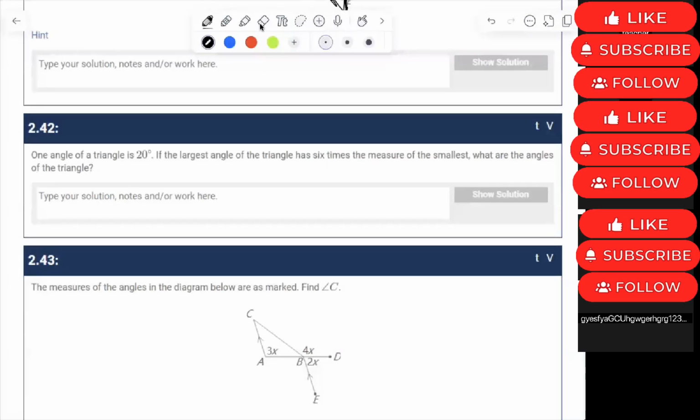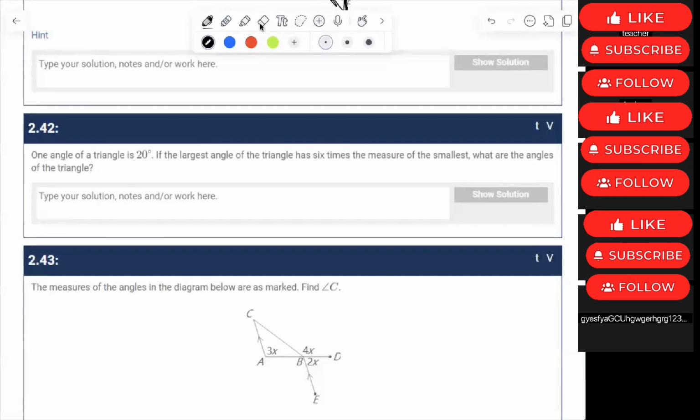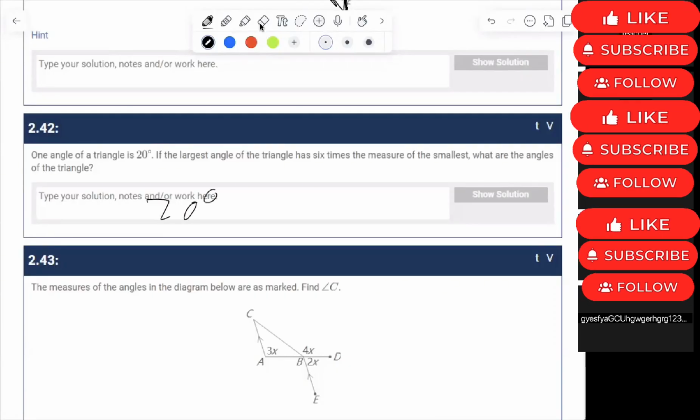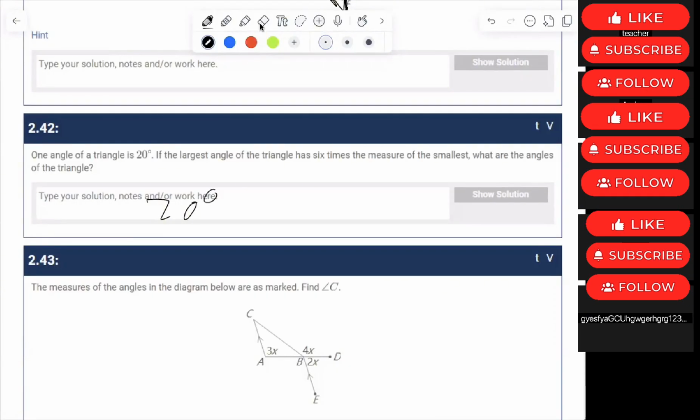All right, let's get started with this question now. One of the angles is 20 degrees. If the largest angle is 6 times the measure of the smallest, what are the angles of the triangle? We already know that one of them is 20, and that's not going to be the smallest.